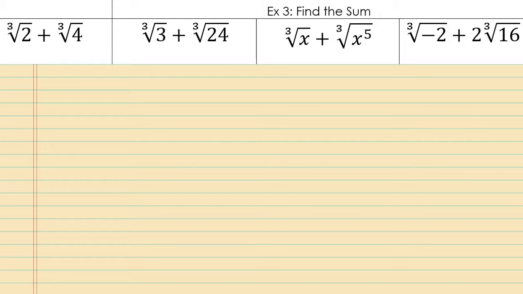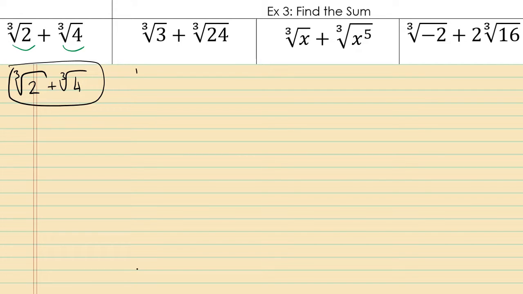When adding and subtracting cube roots, we must have matching cube roots. On the first one, we have cube root of 2 and cube root of 4. Neither of these can be simplified further, nor do they match, so we cannot combine them any further than they are. This would be our final answer for this question.